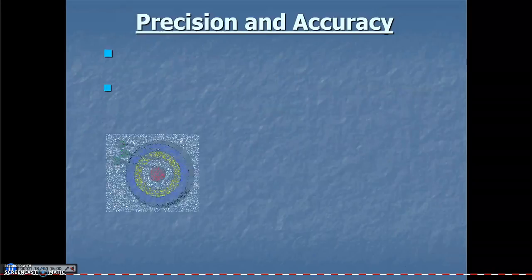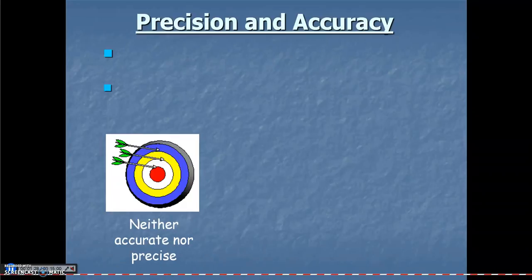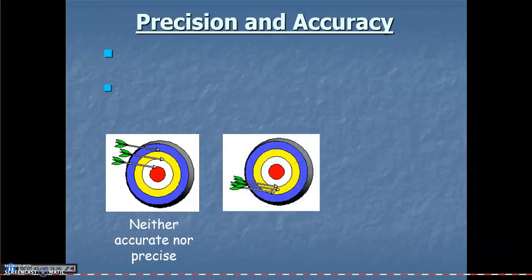If we look at a visual here of shooting a bow and arrow, if we shoot some arrows that aren't close to the bullseye and are kind of all over the target, we're going to say we're neither accurate nor precise. So if we had measurements that we wanted to get close to a specific measurement, let's say the bullseye area, and those measurements weren't close together, we would be neither accurate nor precise.